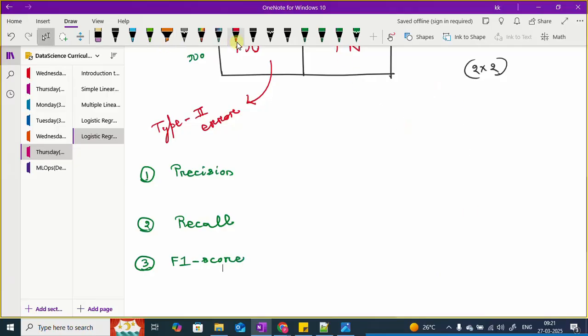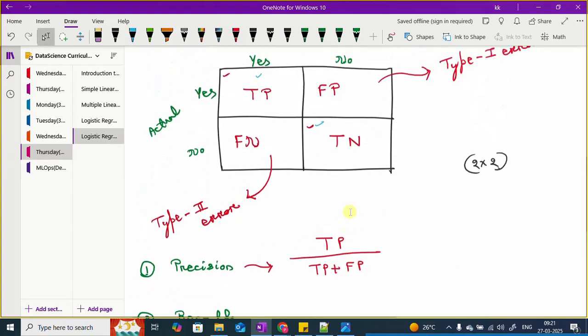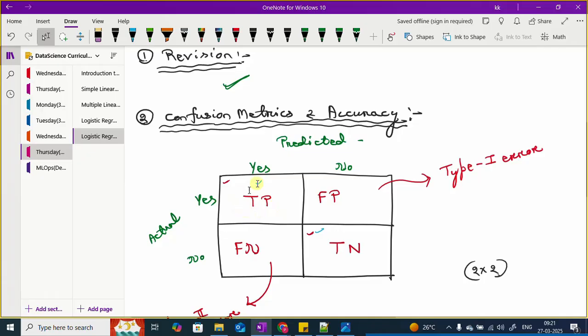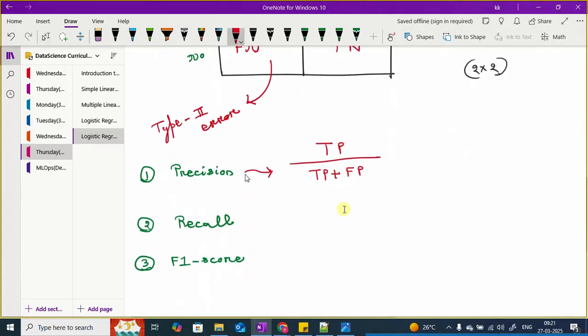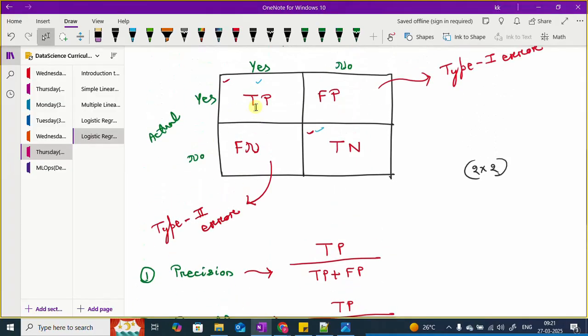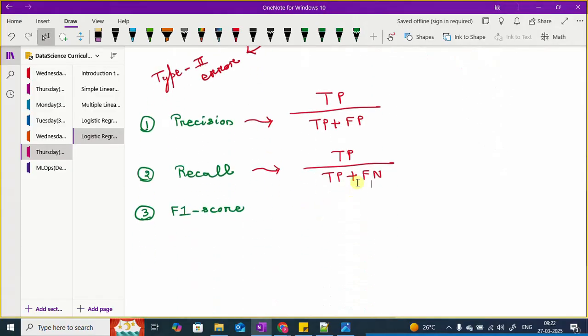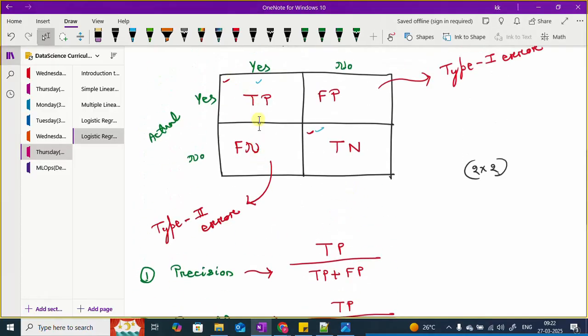Let me write down the formulas for these quickly. Precision is nothing but TP, true positive, divided by TP plus FP, false positive. Similarly, recall is nothing but TP, true positive, divided by TP plus FN, false negative. Clear? Like this area, horizontal, this line. So let me write it down. This one.